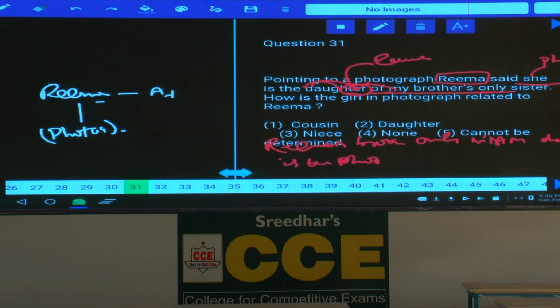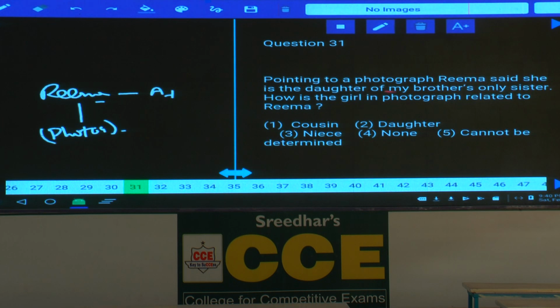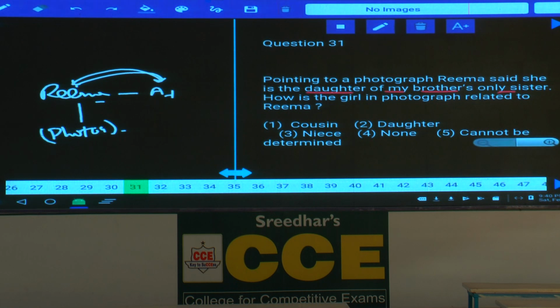Follow here. Starting from where? We should always start from "my". My, and who is that? Rima. Rima's brother. Rima has a brother. Now brother's only sister is none other than Rima. Only sister is Rima. Now the person in the photograph is the daughter of this Rima.